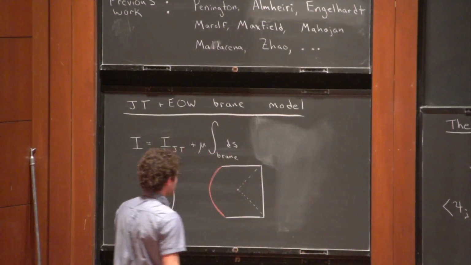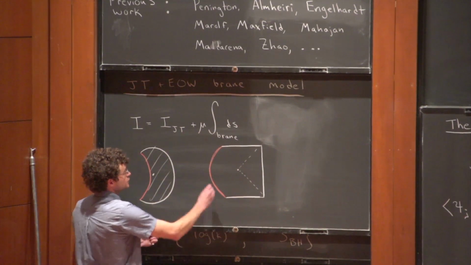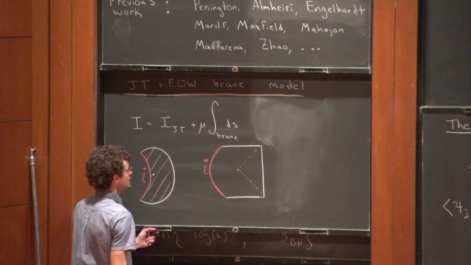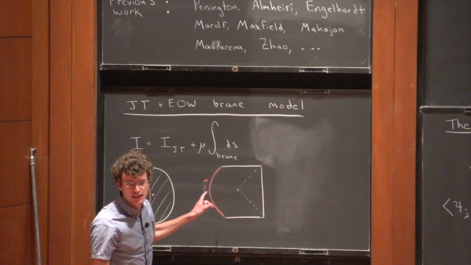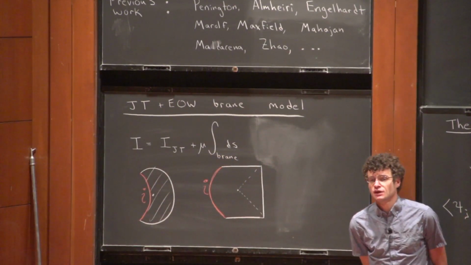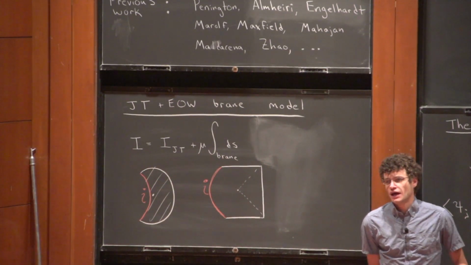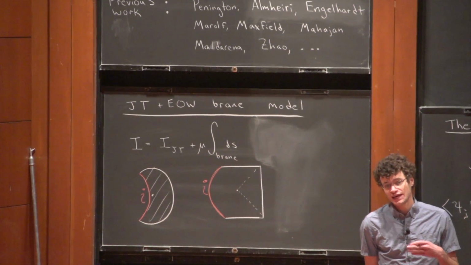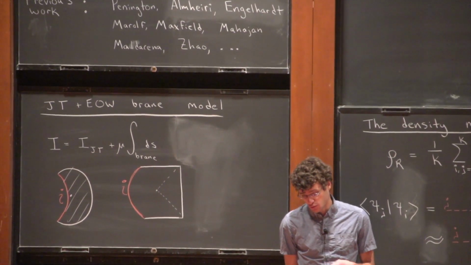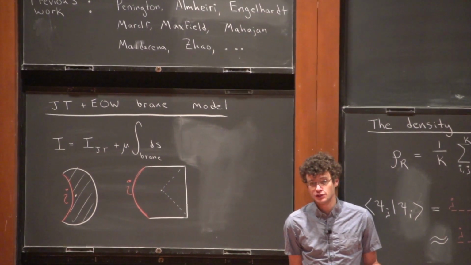To make it more interesting, we're going to assume that the end-of-the-world brane can have many internal states labeled by an index i. It's going to be allowed to have k different possible internal states, and we're going to be interested in the case where k is very large. K is of order e to the black hole entropy, or even larger.